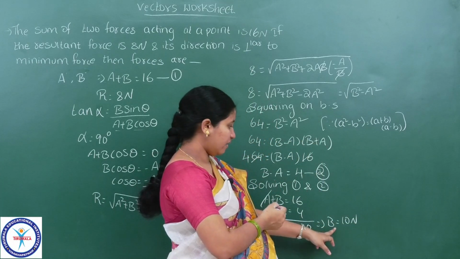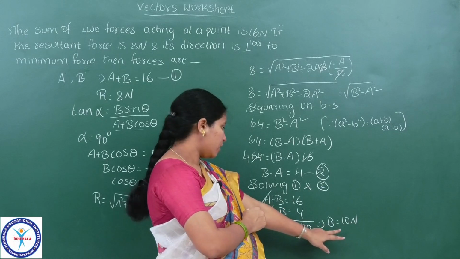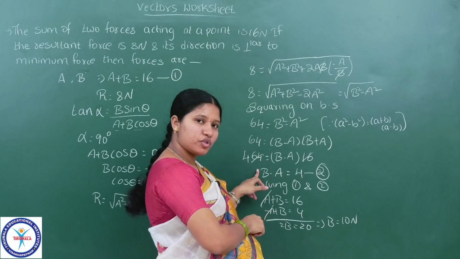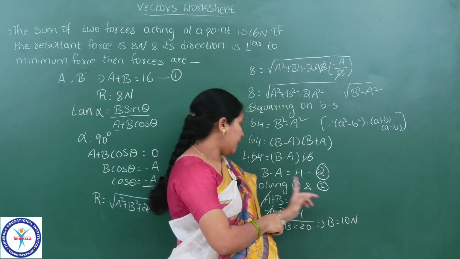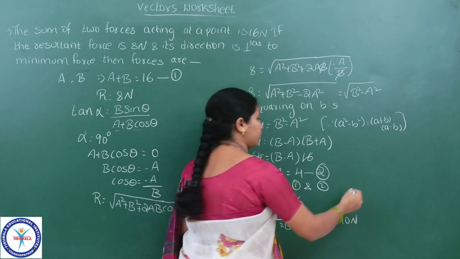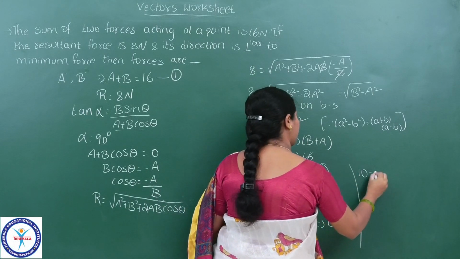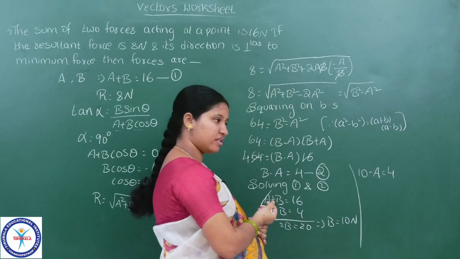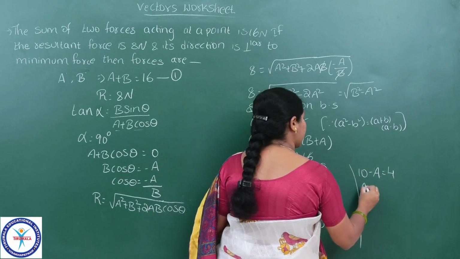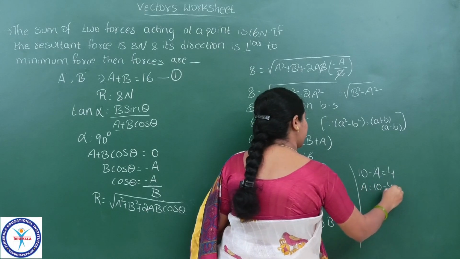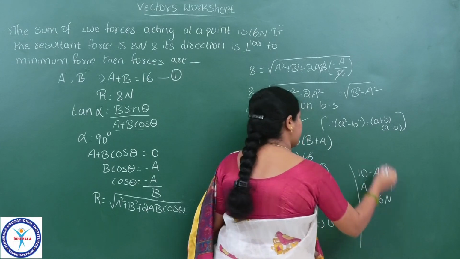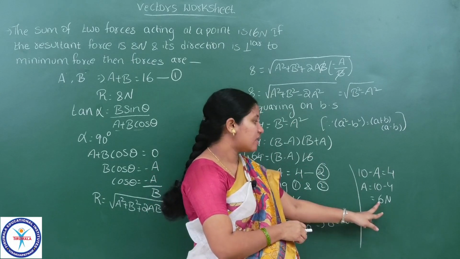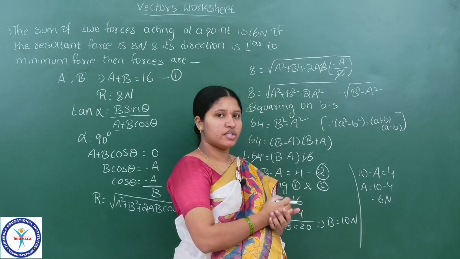As we have obtained B value as 10 newtons, substitute B value in either equation 1 or equation 2. So let us substitute in equation 2. So 10 minus A equal to 4. So transpose minus A to RHS and 4 to LHS, we get A is equal to 10 minus 4, that is equal to 6 newtons. Hence the two forces A and B are 6 newtons and 10 newtons respectively.